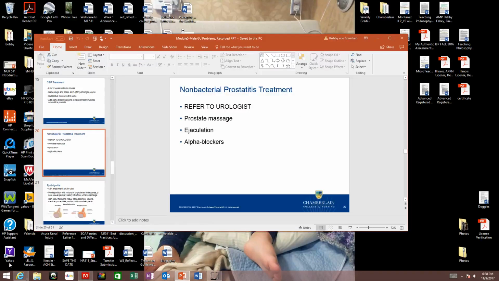Non-bacterial prostatitis treatment. Because the etiology for non-bacterial prostatitis is not fully understood, treatment is more complex and the patient should be referred to a urologist. If evidence of inflammation is present, a trial of antibiotics is often administered. Prostate massage is performed and the patient will be instructed to ejaculate every 2 to 3 days. Alpha blockers and other non-medicinal supportive treatment measures may also be helpful.